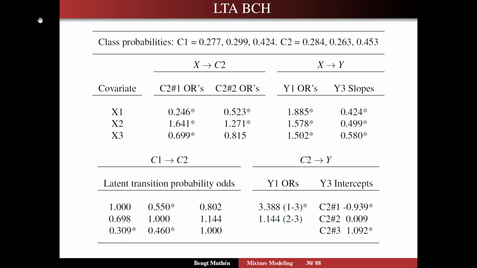Slide 30 shows the LTA results for BCH. You have the class probabilities up at the top, which we looked at before. And here I'm presenting some of the estimated quantities in the output. I distinguish between 4 different parts of the output: the influence of X on C2, I'm ignoring X on C1, the influence of X on the Y's, and I'm only looking at Y1 and Y3, the influence of C1 on C2, and the influence of C2 on Y.